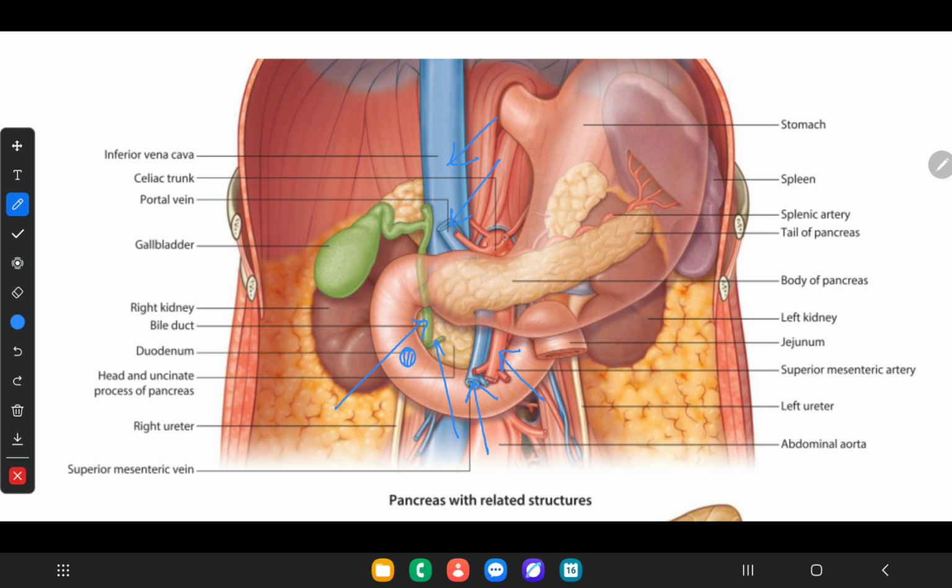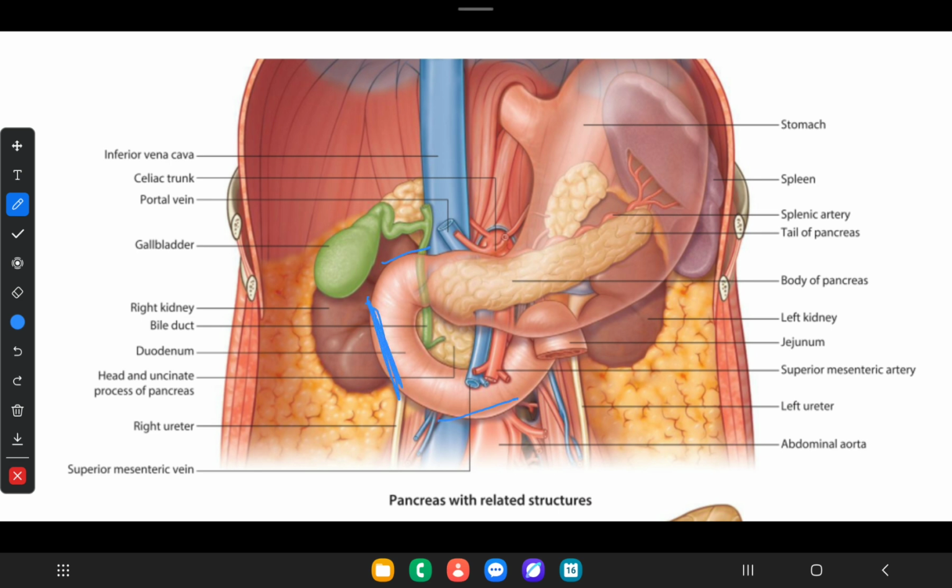So let's see what are the posterior relations again. You can see the common bile duct is in the posterior aspect of the head of the pancreas, and the other posterior relations are, you can clearly see, the inferior vena cava, and the termination of the right and left renal veins are also posterior relations. The other relations of the head of the pancreas are above, below and right.